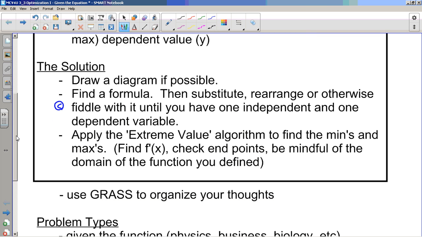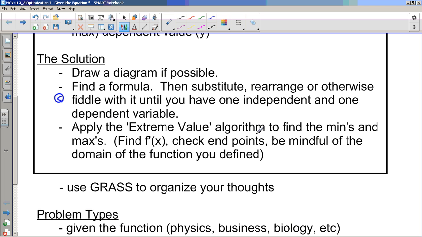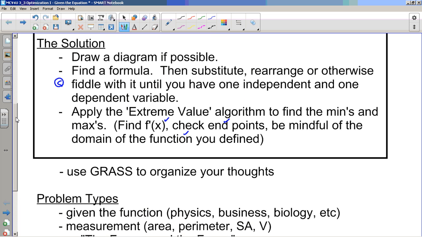It says apply the extreme value algorithm to find the mins and maxes. And that was last class. Last class was the idea we find the derivative when it's zero, right? When the derivative is zero, that's when we get an extreme value. And then we check the endpoints and be mindful of the domain of the function that you define. So between the derivative and the endpoints and the domain restrictions, we'll be able to find the maximum and minimum values of a function in a certain area.